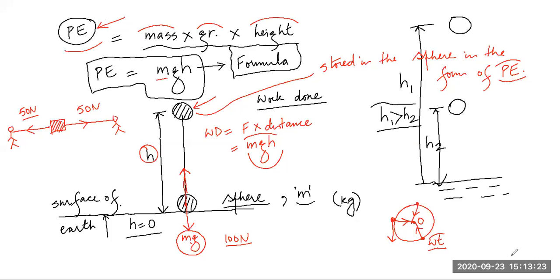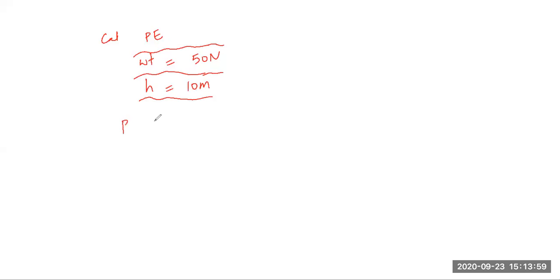Now students, last thing, calculate the potential energy of a body. Its weight is equal to 50 Newton and the height at which it is placed is 10 meters. This is the height at which this weight of 50 Newton is placed. There is some weight of 50 Newton, placed at this much height. So can you calculate the potential energy of this body?